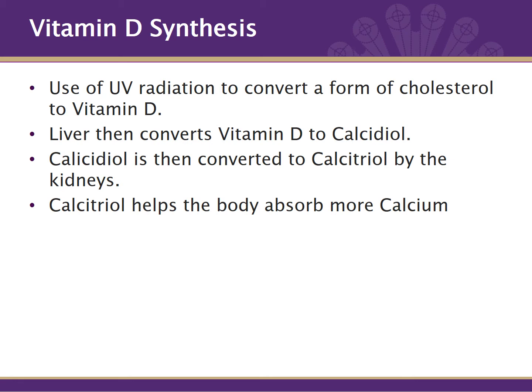The liver converts the vitamin D to calcidiol by adding a hydroxyl group. Calcidiol travels to the kidney, where another hydroxyl group is added, converting the molecule to calcitriol. Calcitriol is the most functional form of vitamin D. It helps the small intestine and bones absorb more calcium and reduces the amount of calcium excreted by the kidneys.